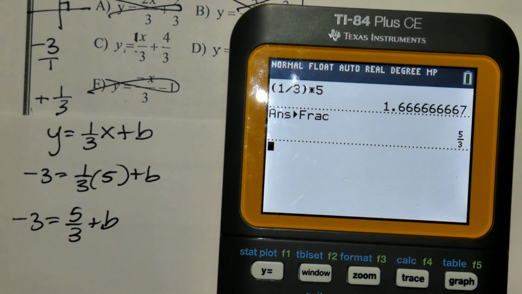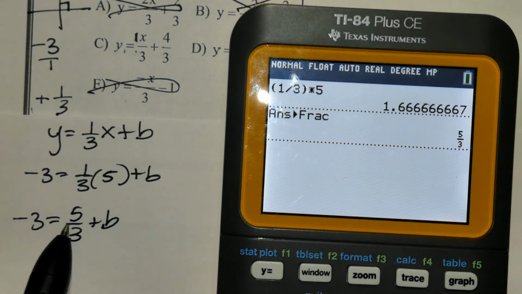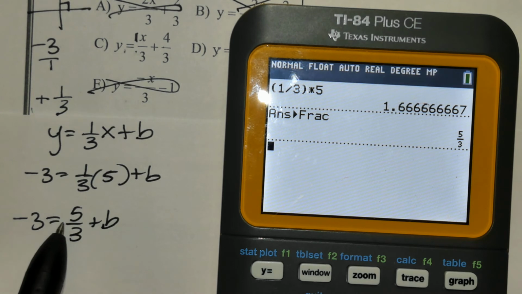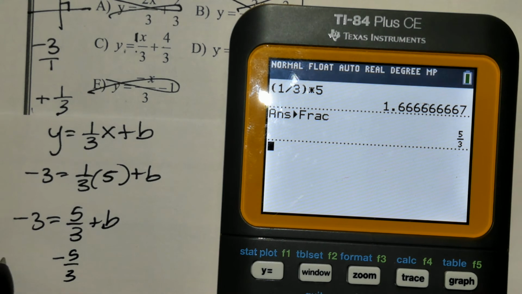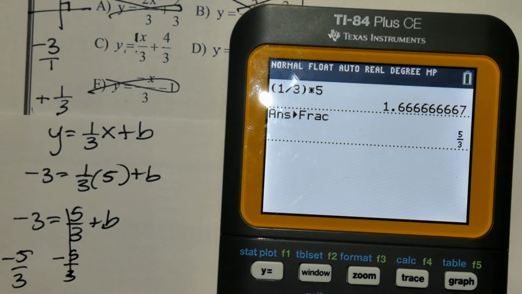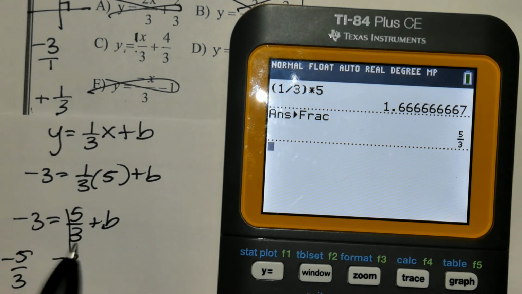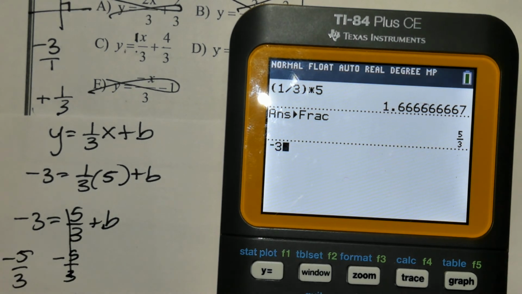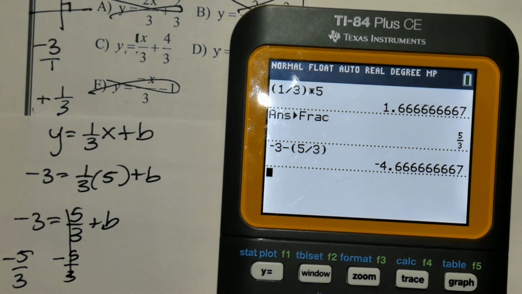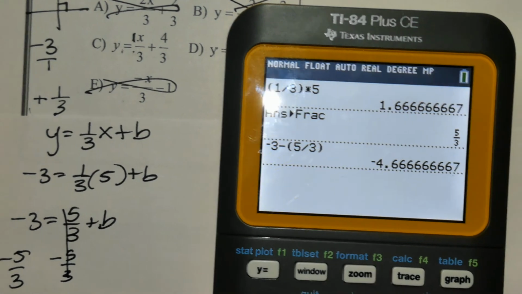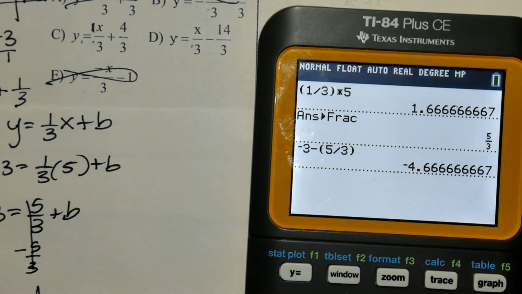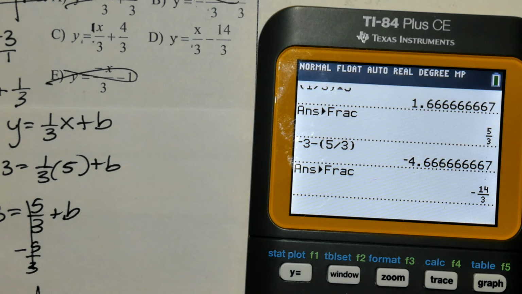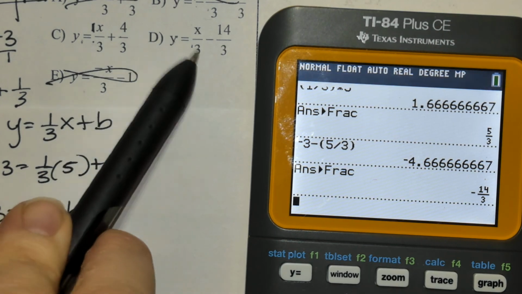This is the hardest problem, by the way, of the 15 problems today. So to move it over, you're going to do the opposite operation. So currently it's positive. Opposite of positive is negative. So how do I come up with b? Well, if I type in a -3 and then I subtract 5/3, I'll have my answer. That answer doesn't necessarily look like any one of the two I have, but if I put it into a fraction by hitting math, fraction, enter, enter, I get -14/3, which is option D.